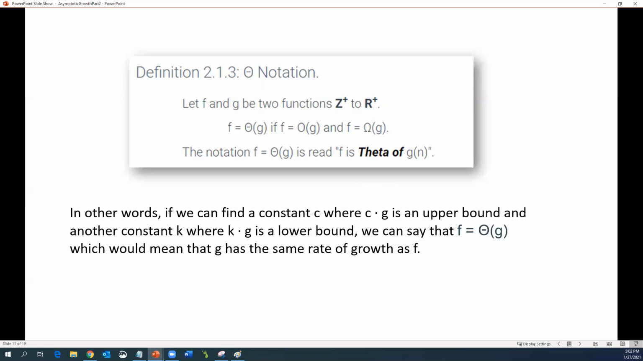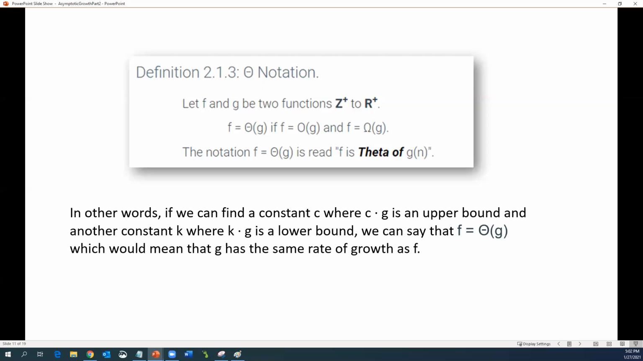If I can find a c such that cg is an upper bound, but I can find another constant k where kg is a lower bound, then basically we're saying that as things get big in the positive direction, which is what we care about, we've squeezed the upper bound and lower bound, and we've got the same function. f is O of that, and it's also omega of that. So if we can say that, then we can say that f is theta of g.